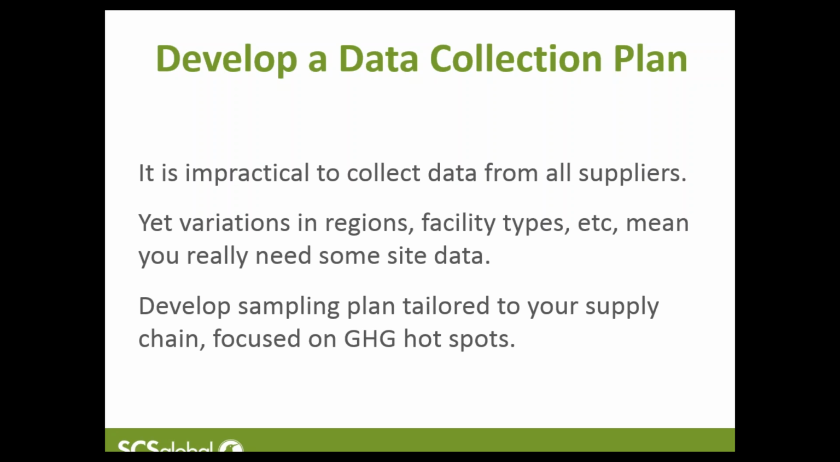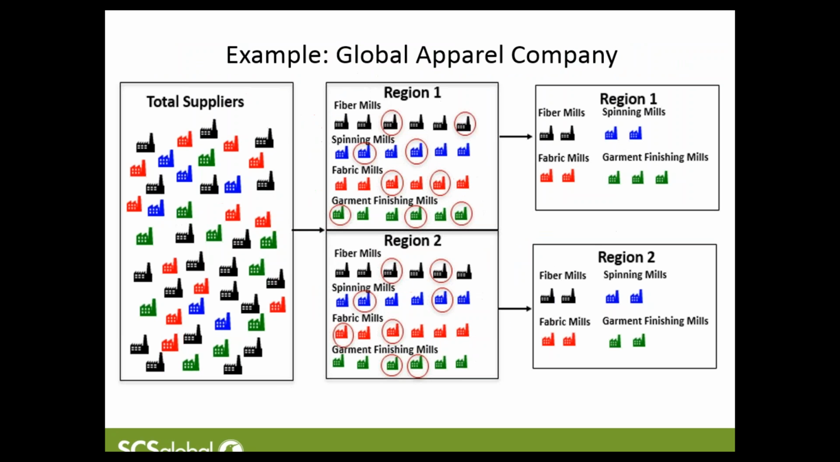Once you've done this screening, you can then develop what we call a sampling plan tailored to your supply chain, again, focused on the greenhouse gas hotspots. So here is an example of this exercise that we worked through with a global apparel company. We first started by investigating all of the suppliers for this apparel company, which you can see on the left-hand side. That was then categorized into regions and types of suppliers, so fiber mills, spinning mills, fabric mills, garment and finishing mills in these different regions.